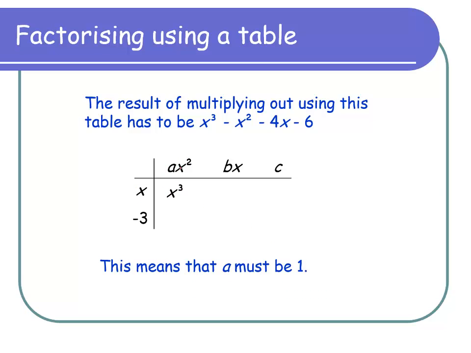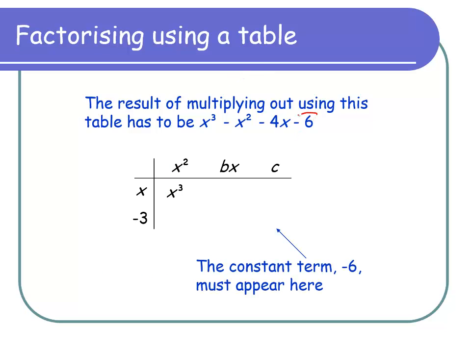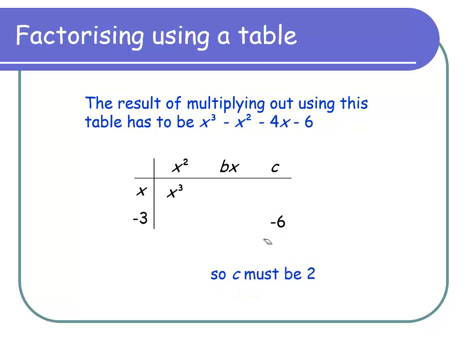Likewise, we can find out what the value of c is. And that's because if we have a constant of negative 6 in this position here, then we know that negative 3 must multiply with some number to give negative 6, which obviously we worked out before to be 2. 2 times negative 3 gives negative 6.